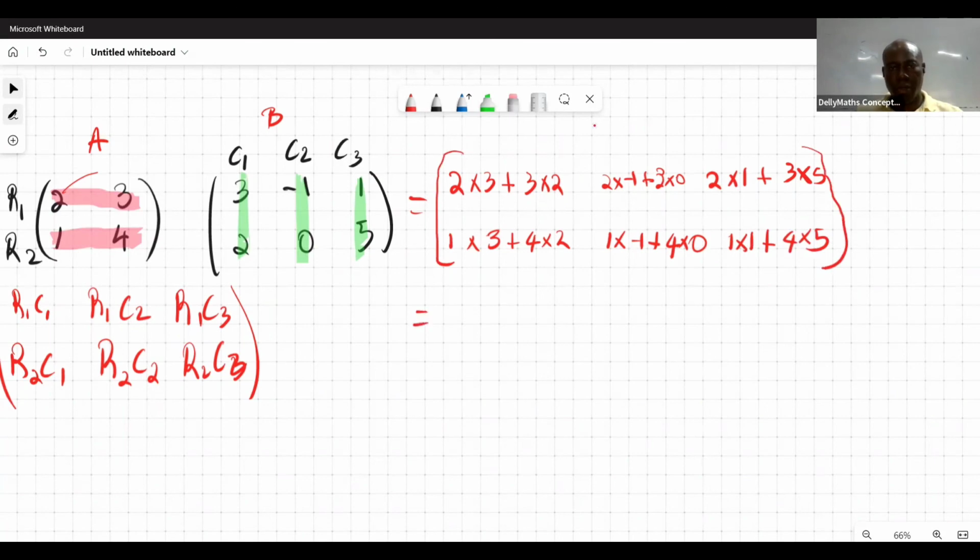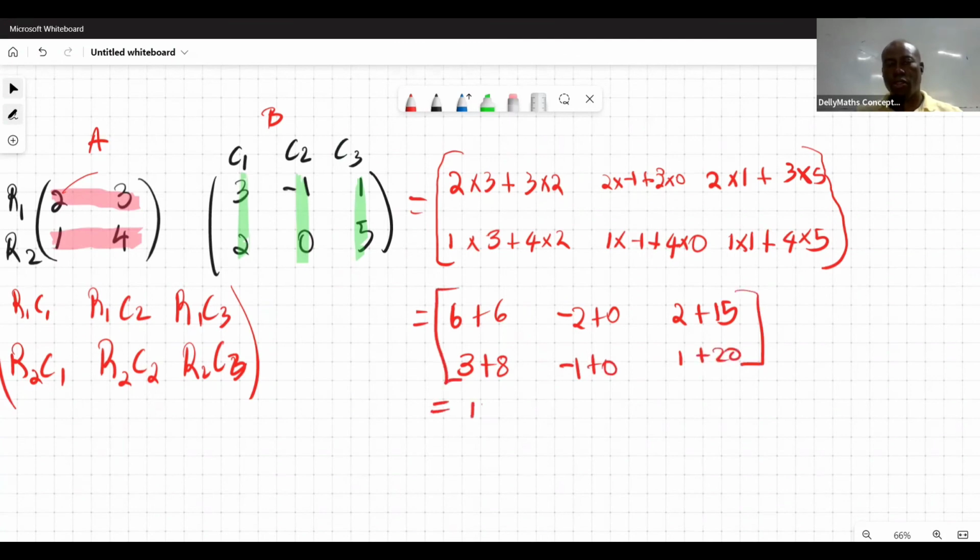Let's put together the numbers. 6 plus 6, 6 plus 6. We have negative 2 plus 0, 2 plus 15. We have 3 plus 8, negative 1 plus 0, 1 plus 20. 12, negative 2, 17, 11, negative 1, 21.